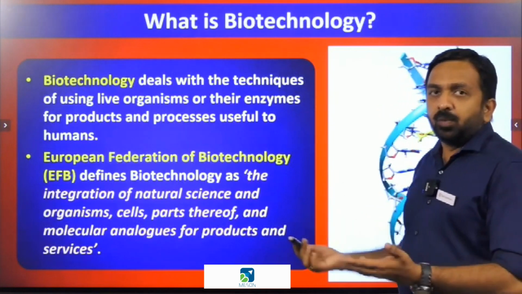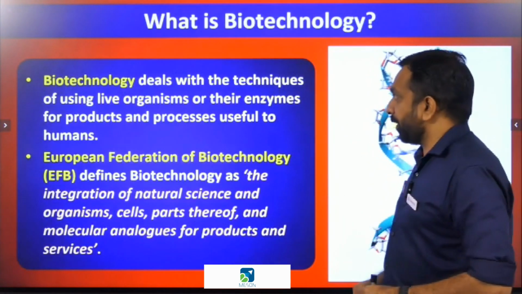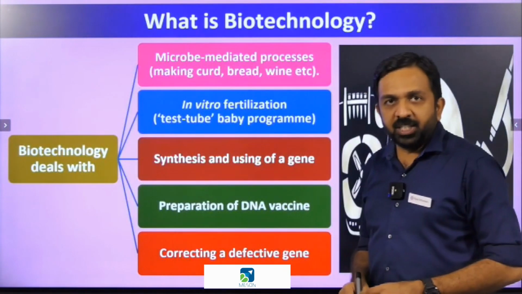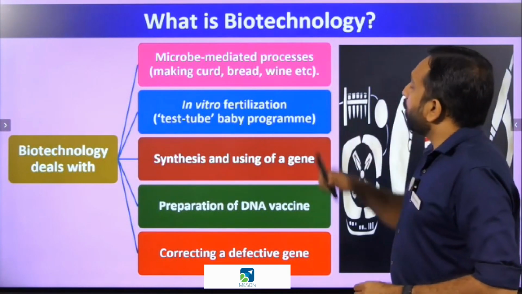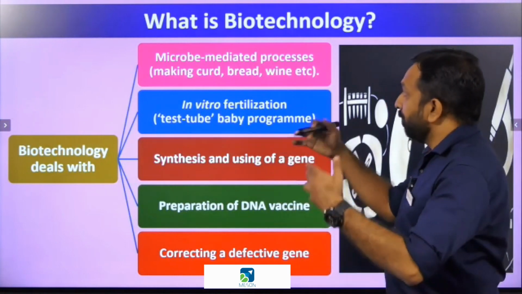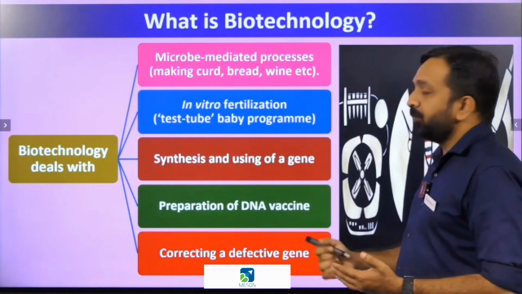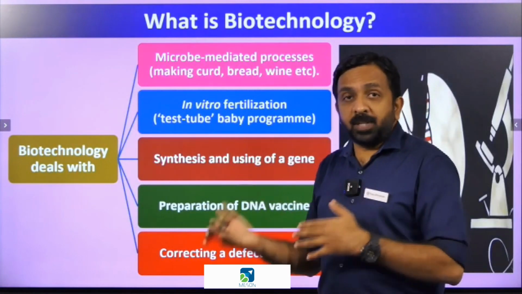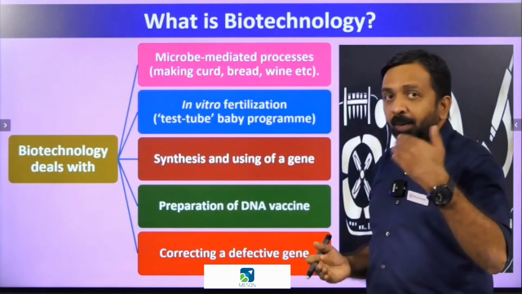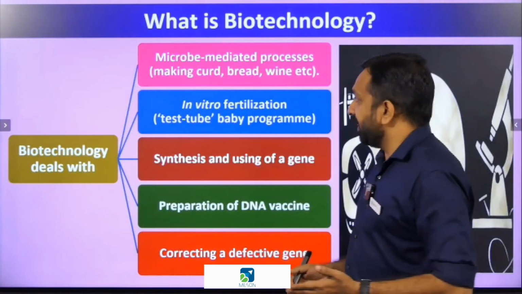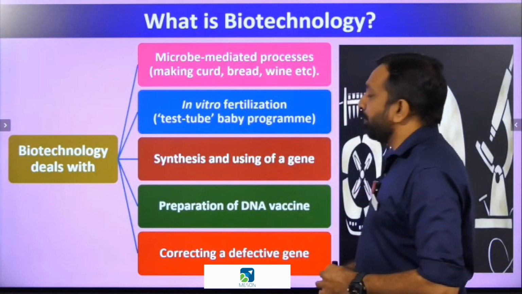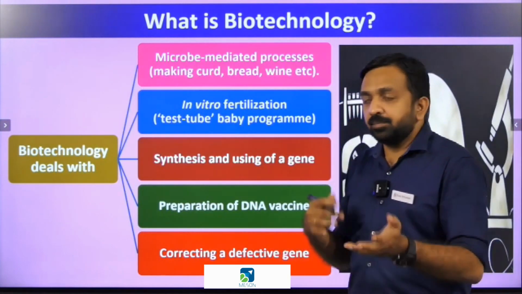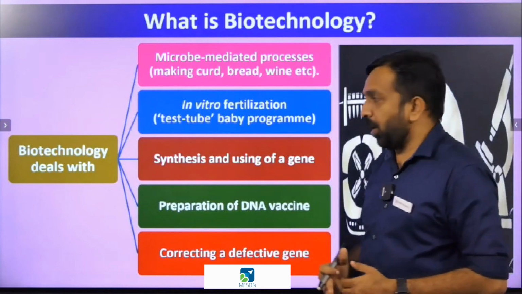Let us see what are the further things that we study under biotechnology. These are some of the areas that biotechnology deals with. Microbe-mediated processes involve making curd, bread, wine, etc. These are the things that you study in your +2 level topics, where microbes in human welfare is one chapter you'll be dealing with. Second one is in vitro fertilization. This is reproduction in human beings, assisted reproductive technologies, ART as we call it.